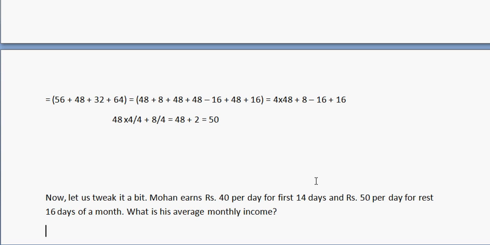Now let's tweak it a little bit, and let's say that the question says Mohan earns rupees 40 per day for 14 days and 50 per day for the rest 16 days.